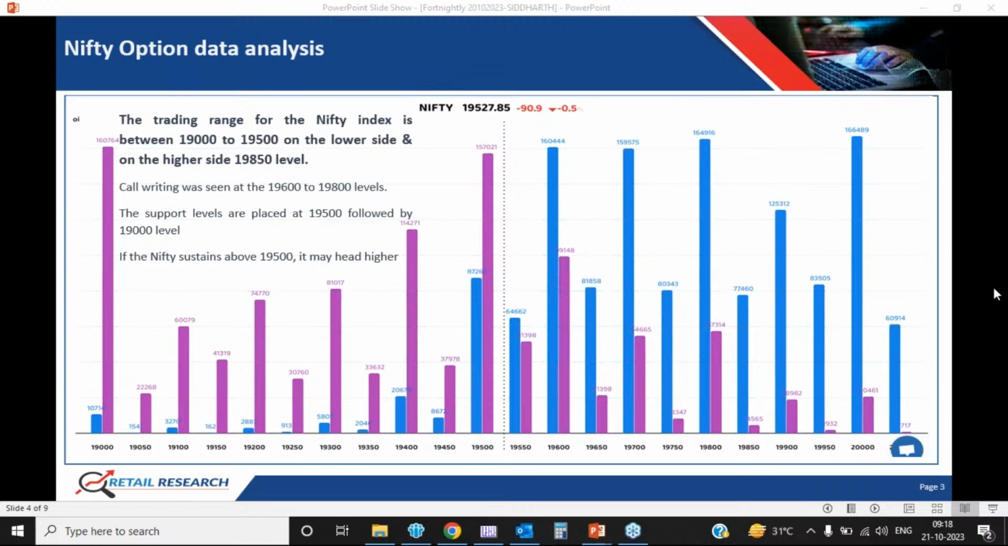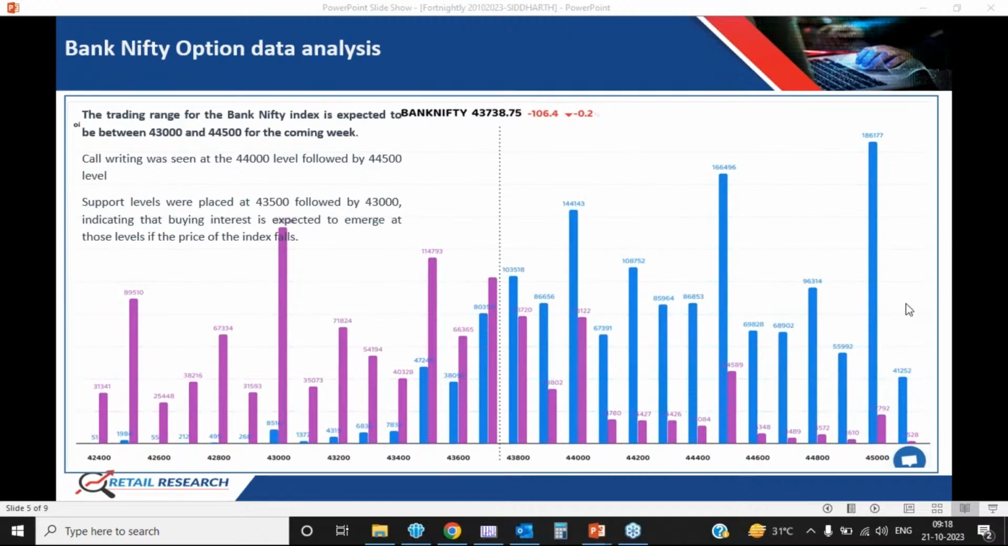If the Nifty trades below the 19,000 level. So in the next slide, the Bank Nifty option segment.